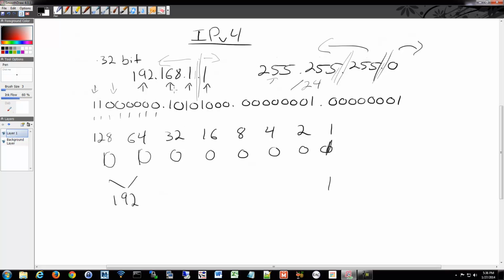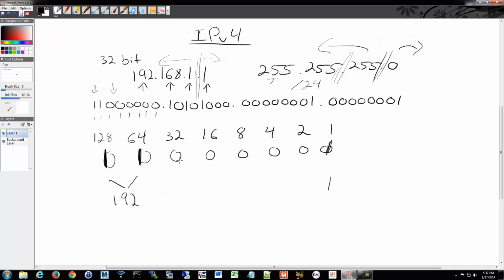Also, you can go from decimal to binary. This works kind of like long division from grade school. Basically, we'll say 192 goes in. How many times does 128 go into 192? Okay, it goes in one time. What's left over? 64. How many times does 64 go into the remainder? Oh, it goes in one time. Do we have any remainder? It's zero. So we just write out the rest of the zeros.